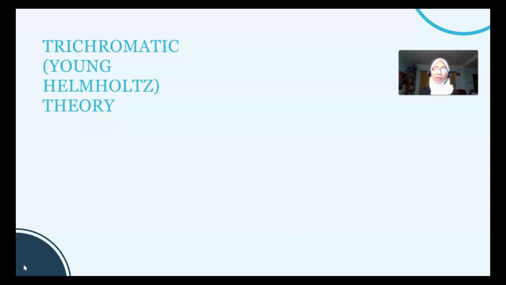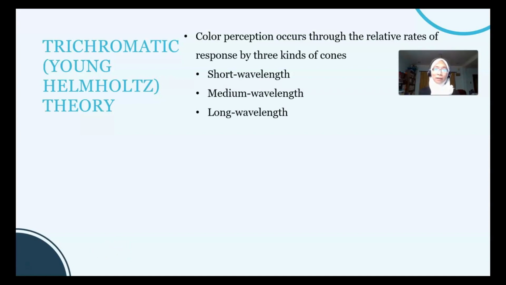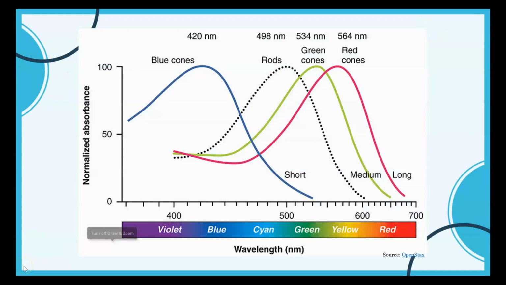The first theory is the trichromatic theory, also known as the Young-Helmholtz theory. This theory states that there are three kinds of cones that are responsible for color perception, and each of these cones is responsive to different lengths of light waves. They are categorized into three different categories: short wavelength, medium wavelength, and long wavelength. Each cone responds to a broad range of wavelengths, but some more than others.